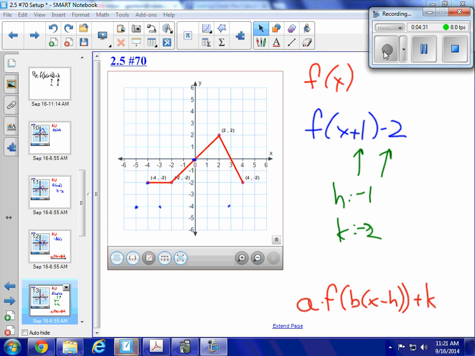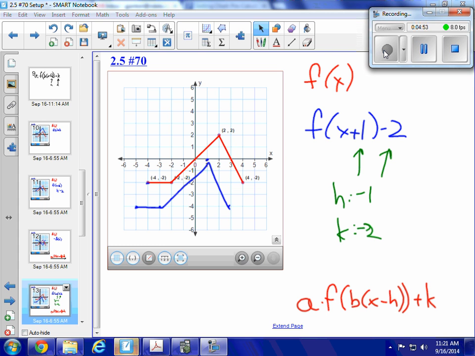Whoops, I made a mistake. This point here, I moved too many over. Right? This moves the left 1, down 2. That's better. My graph now looks like that. I've just shifted everything on the graph to the left 1 and down 2.